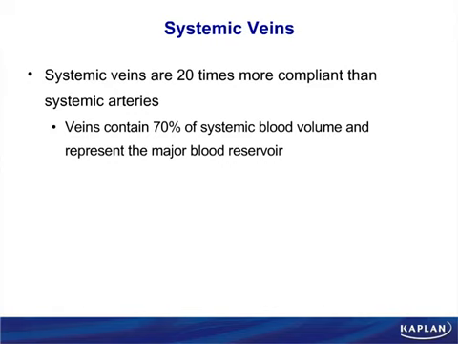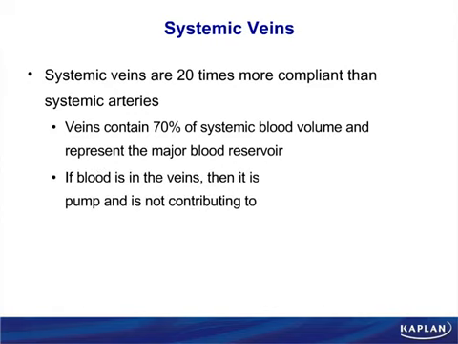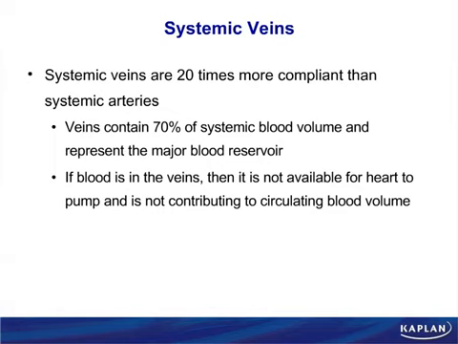Now, if blood is in the veins, this blood that's in the veins is not available for the heart to pump, and therefore it's not contributing to circulating blood volume. This goes back to the idea of Frank Starling once again. If the heart don't get it, the heart don't pump it. So if blood just is sitting in veins and it's not getting back to the heart, then that's going to reduce output. And we'll talk about situations associated with that very soon when we talk about orthostatic stress.